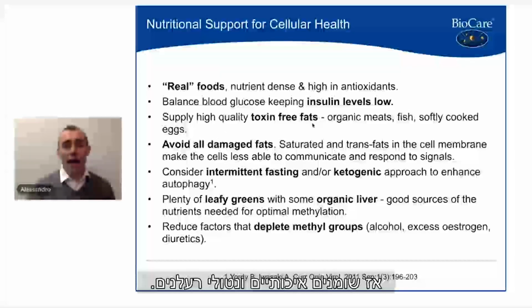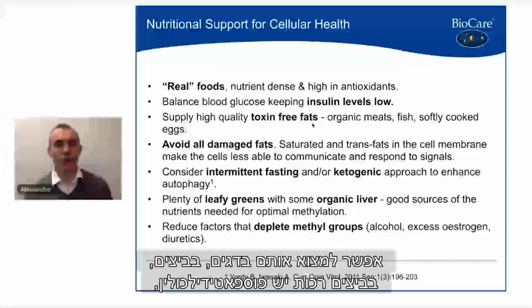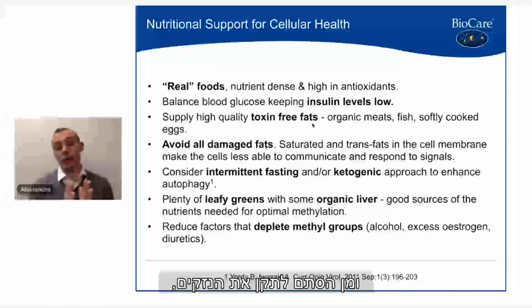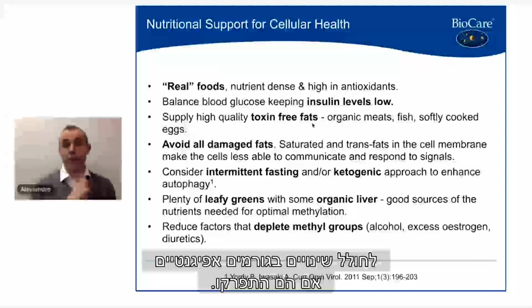High quality, toxin-free fats. You can look for that in fish and eggs, with your eggs softly cooked, providing phosphatidylcholine. So we are trying to increase the level of healthy fats and obviously decrease the ones that are damaged, which also provide changes within certain epigenetic control if they are denatured.